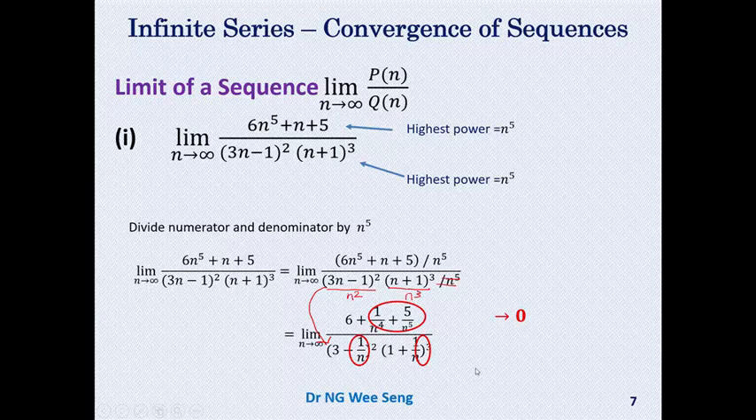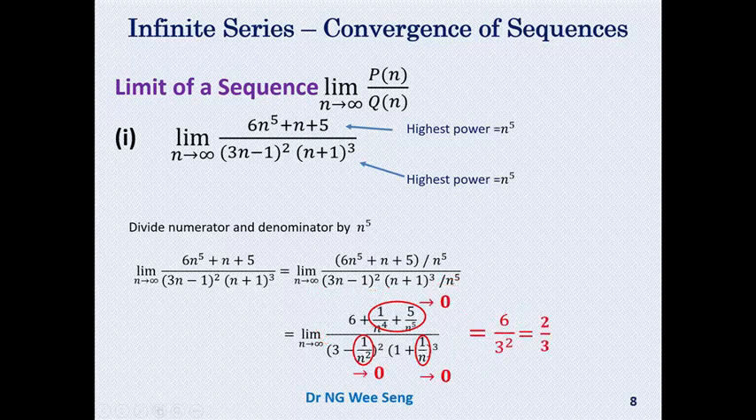And now we can let n go to infinity. What we notice is that we no longer get infinity over infinity. What we get is either a number or 0. Those terms involving reciprocals or powers of n will all go to 0. So the outcome is, for example, numerator will become 6. Denominator will become 3 squared times 1. So that gives us an answer of 2/3.